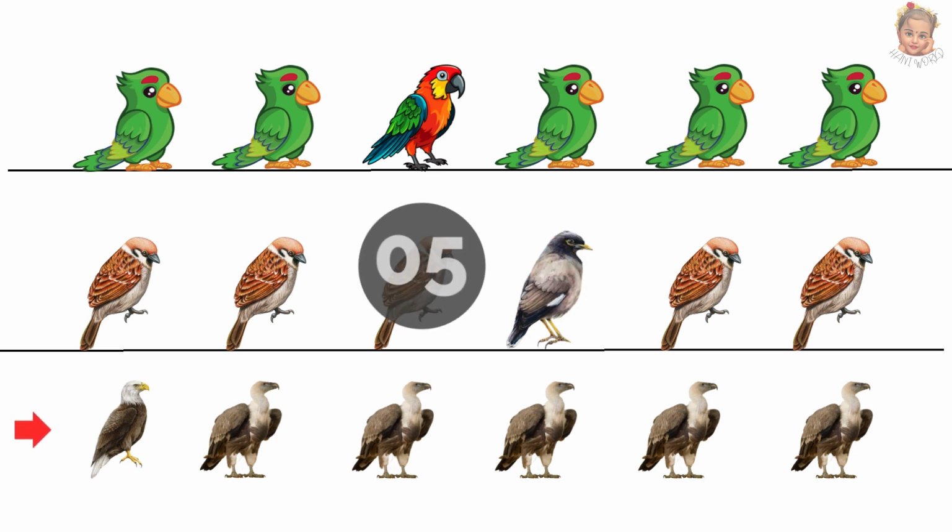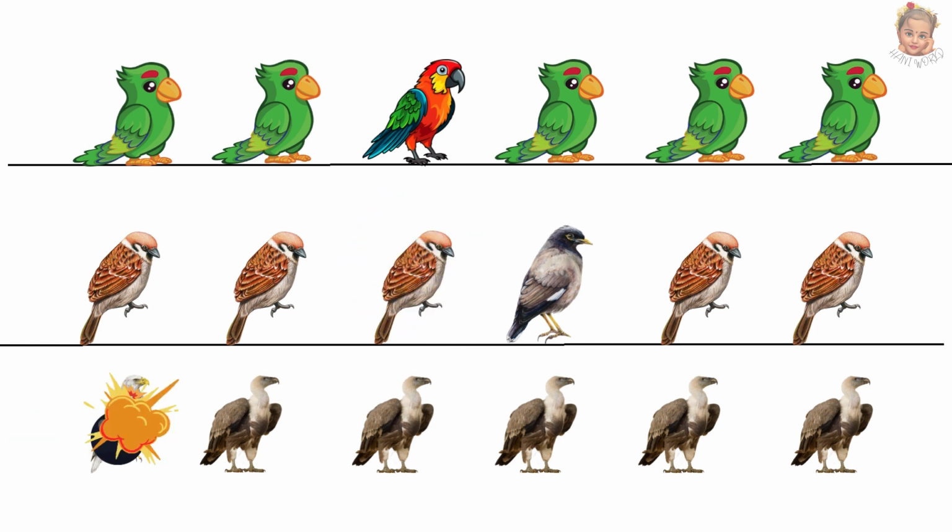The third row, which one is the odd one out? Can you all guess it? Yes, eagle is the odd one out in the third row. There is a lot of vulture. Eagle is only one.